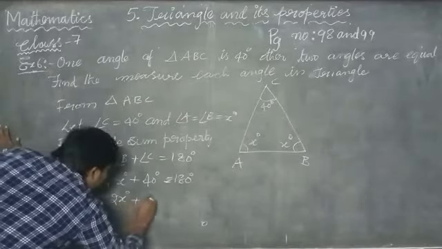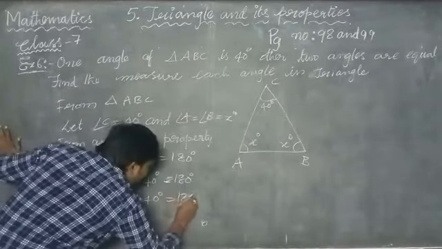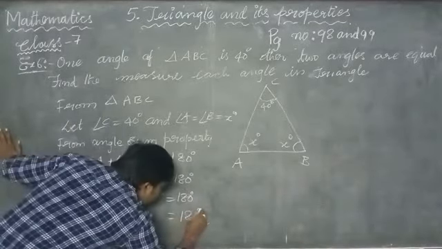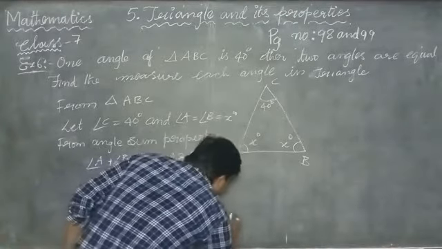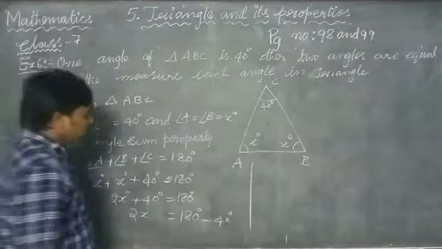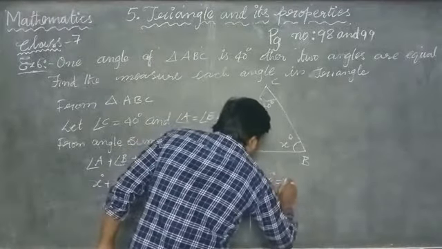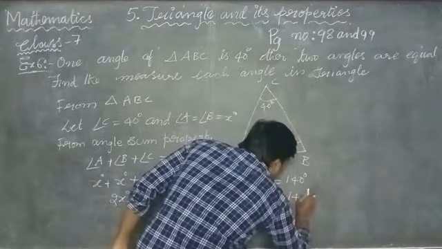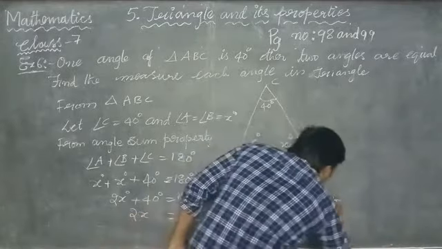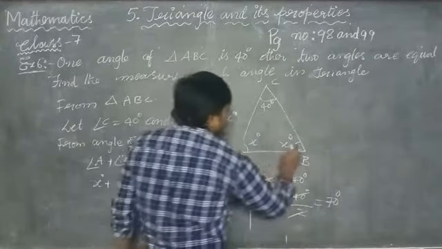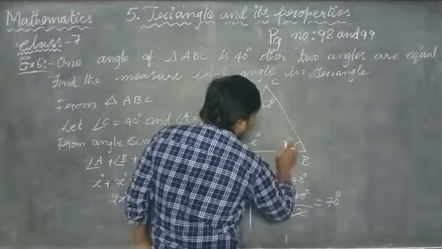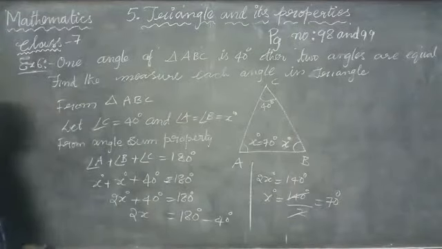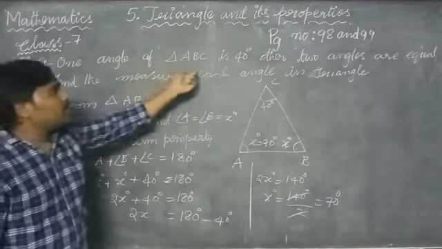2x degrees plus 40 degrees equals 180 degrees. Here 2x equals 180 degrees minus 40 degrees. From this, 2x degrees equals 140 degrees. Then x degrees equals 140 degrees divided by 2, which means 70 degrees. Here x equals 70 degrees.